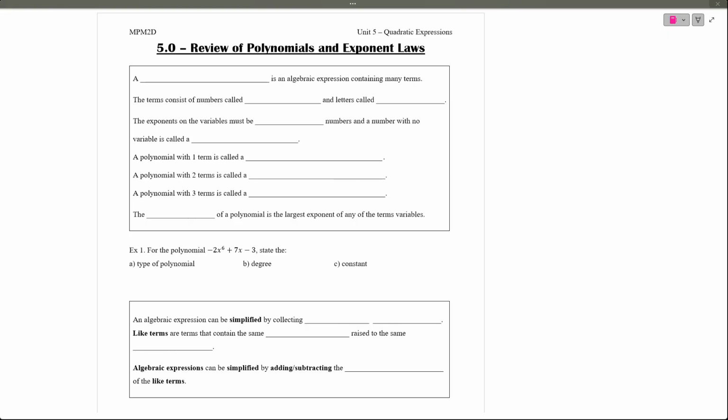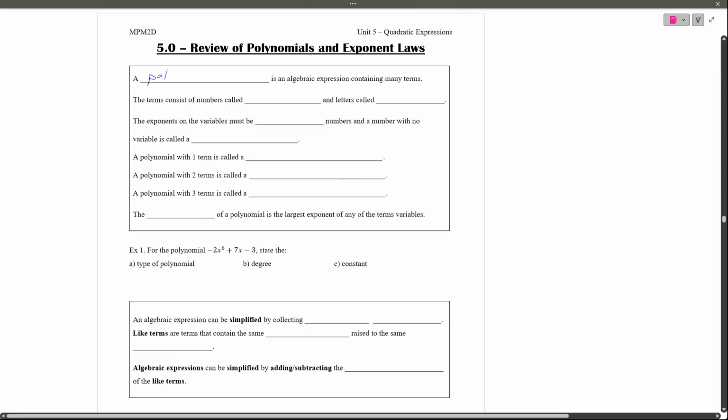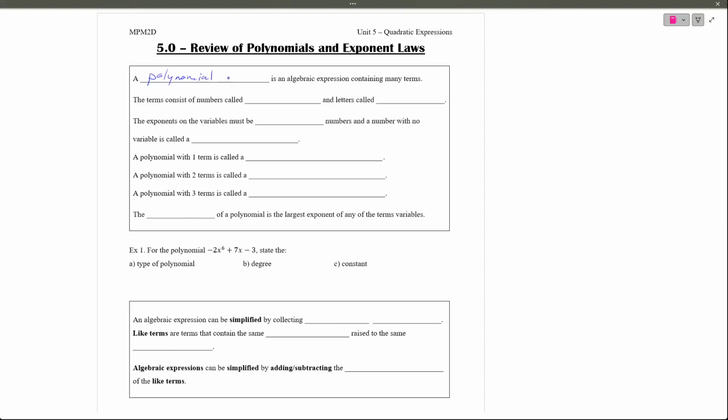So what is a polynomial? A polynomial is an algebraic expression, meaning letters and coefficients. Algebraic expression containing many terms. All right. The terms consist of numbers called coefficients. So these are just the numbers, the actual values we see. Coefficients and letters called variables.